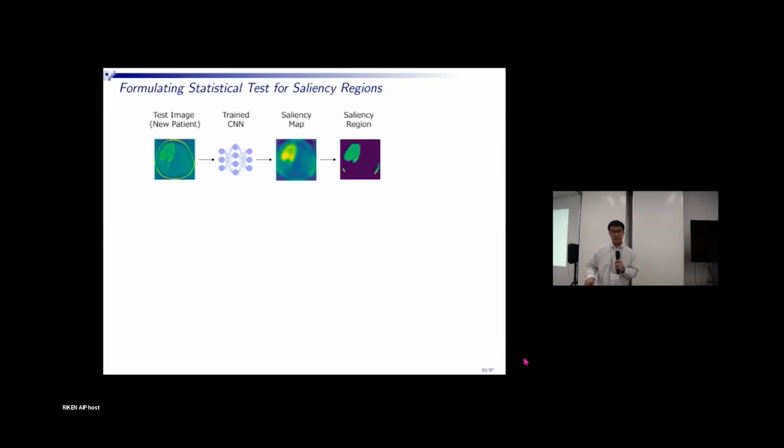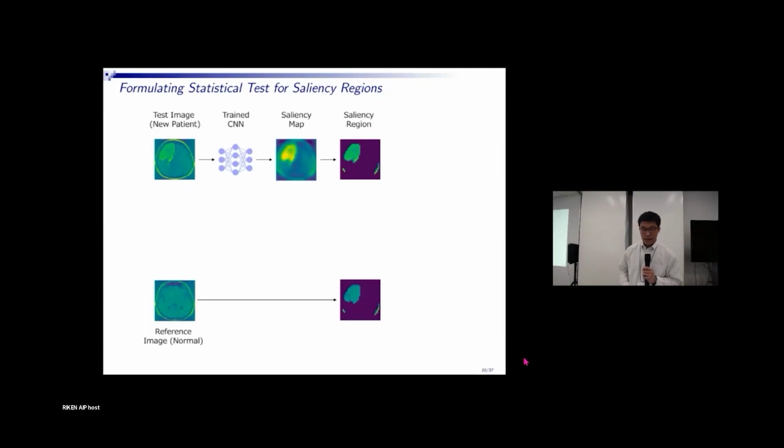And in order to quantify the statistical significance of this saliency region, we can think about a reference image that is known to be normal. And we just pick up the exactly same region from this reference image. Then we can compare the distribution of the pixel intensity between this and this. And for example, we can conduct two sample tests, something like a t-test. Then we will be able to get the p-value. So this is one of the statistical testing formulations to quantify the statistical significance of this saliency region.